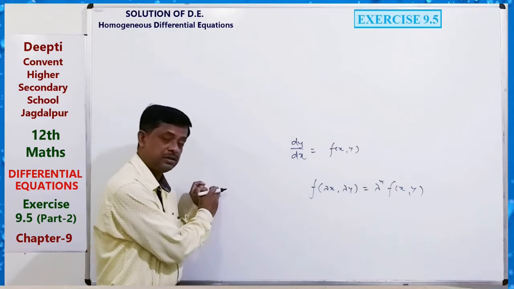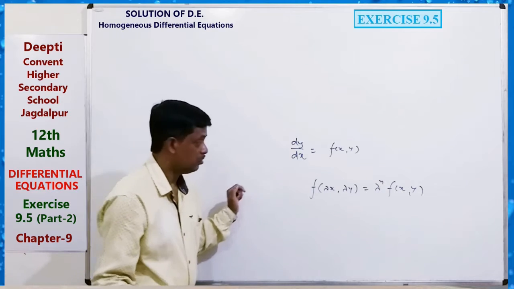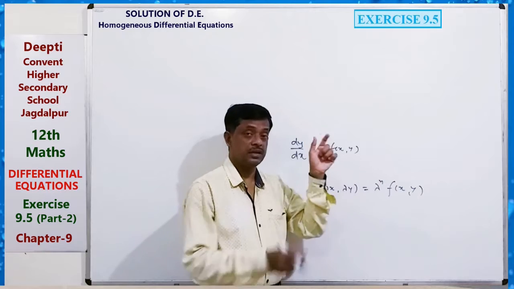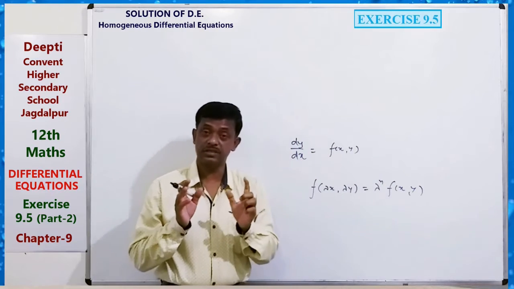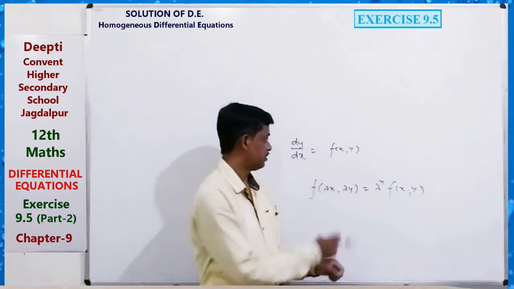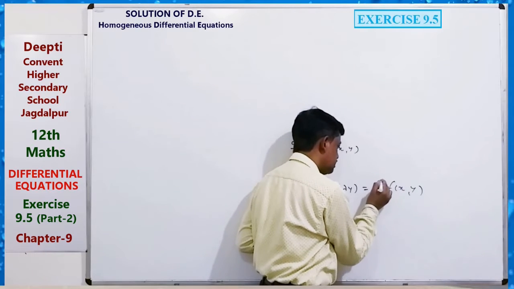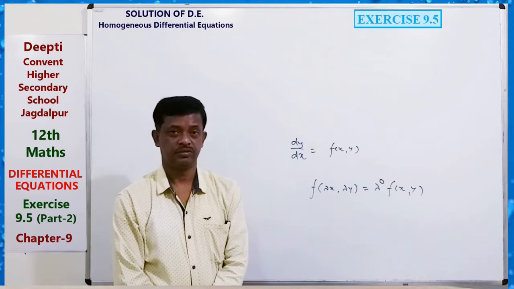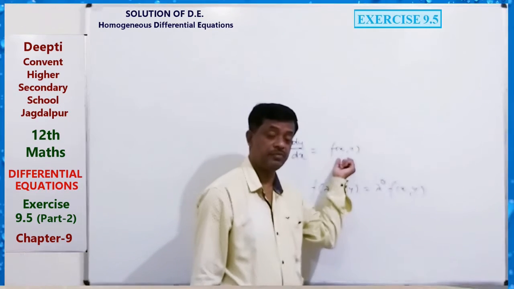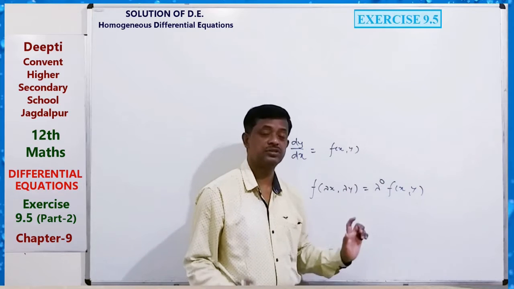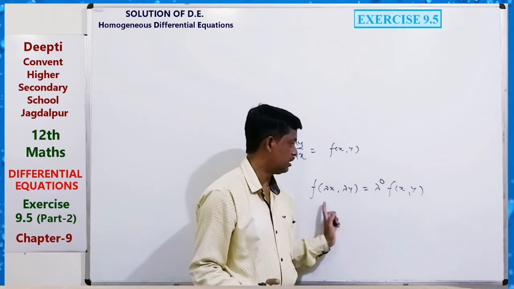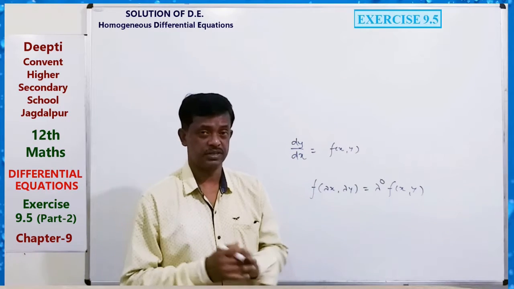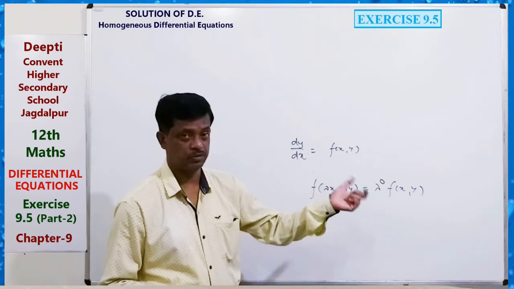For the solution of a differential equation of first order and first degree, we have to first check whether the given differential equation is homogeneous or not. The given differential equation is a homogeneous equation if f(x, y) is a homogeneous function of degree 0. If we get this, then we can say the given differential equation is a homogeneous differential equation.